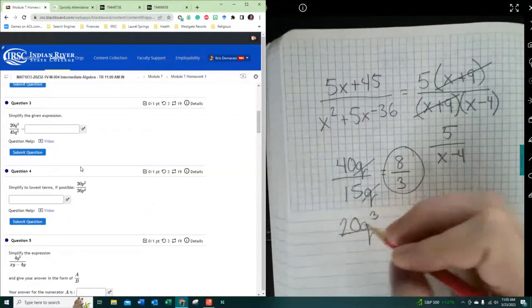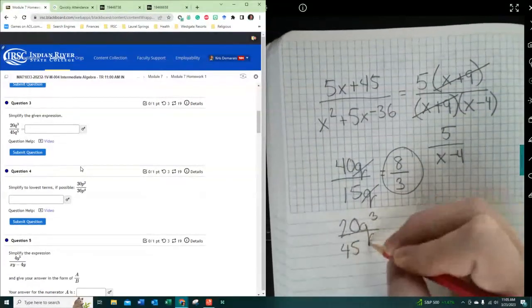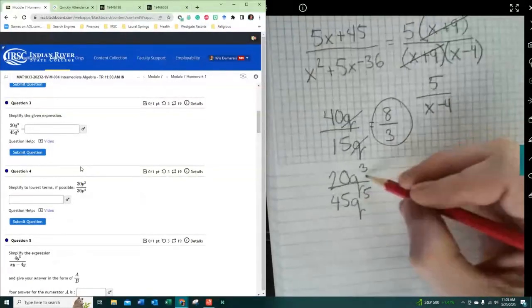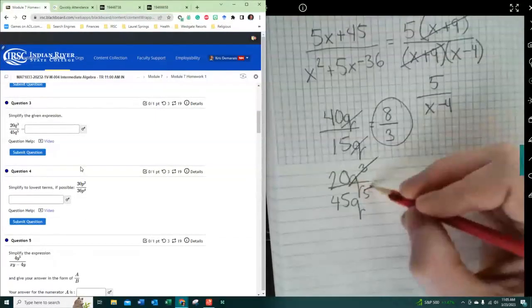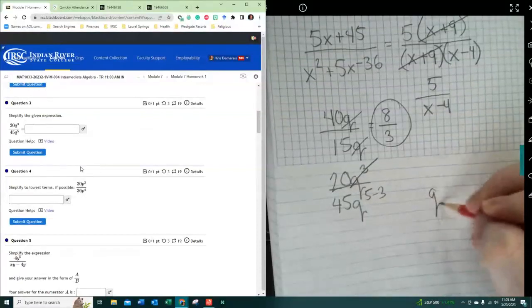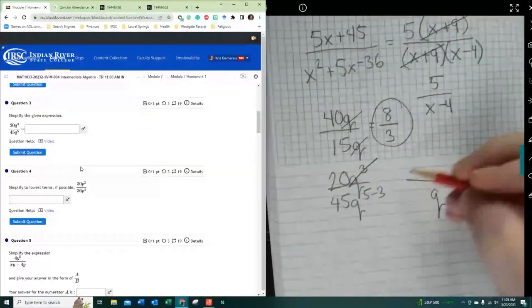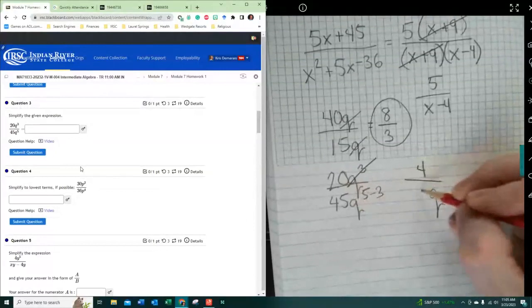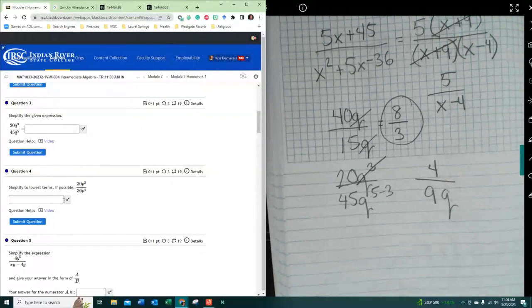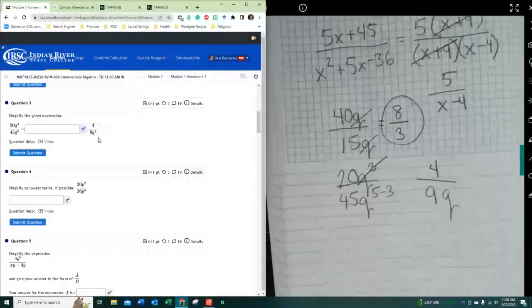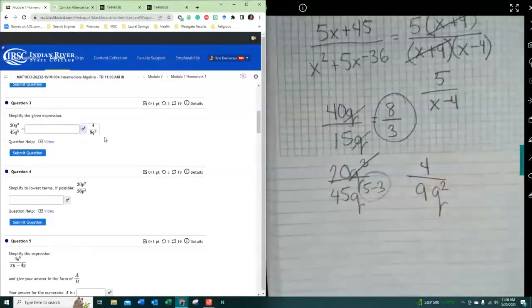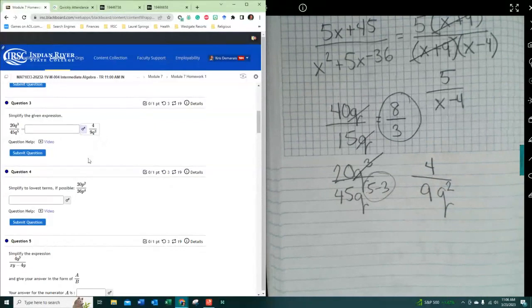So we have 20 over 45 with q to the third, q to the fifth. What we want to do is bring the 3 q's down. So I'm going to knock out all 3 of these and subtract it from the 5. And that gives me 2 more q's in the bottom. And then I'm going to simplify 20 over 45 to give me 4 over 9, because 5 goes into both of those numbers. So our answer is 4 over 9q. Oh, I forgot the 2. My bad. There it is. See, I had to correct myself.